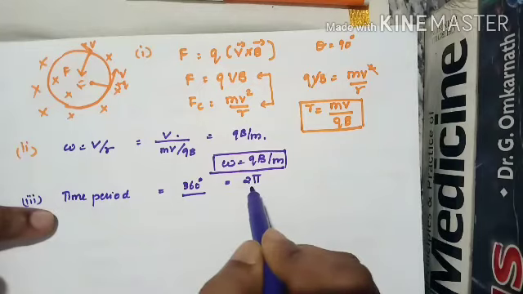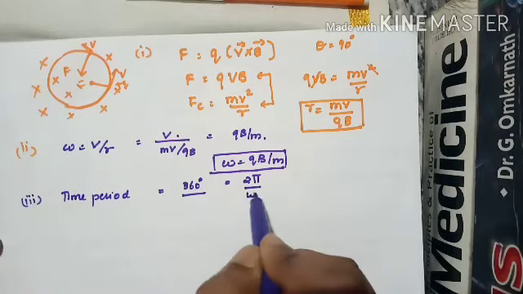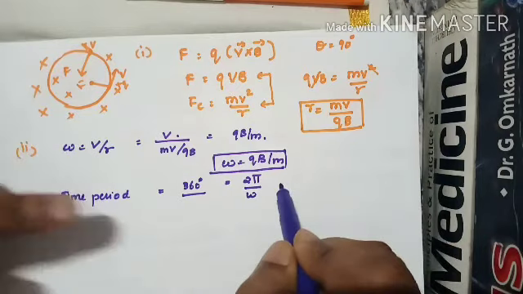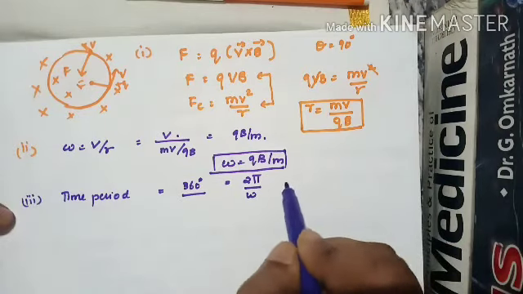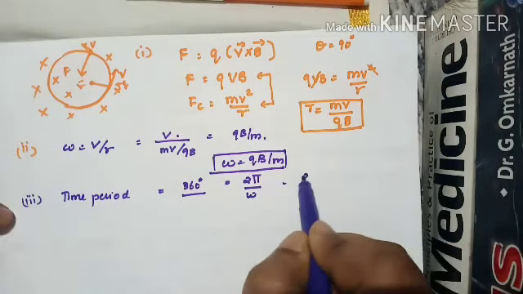So here, which velocity will I write? Angular velocity. So it will be 2 pi by omega. Now omega's expression we have found earlier, so it becomes 2 pi divided by qb by m. So m goes up, and it becomes 2 pi m by qb. Right. So this is the expression for time period: T is equal to 2 pi m by qb, where m is the mass of the particle. Clear?